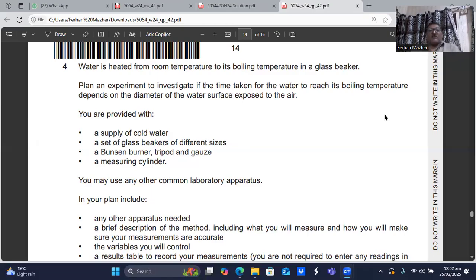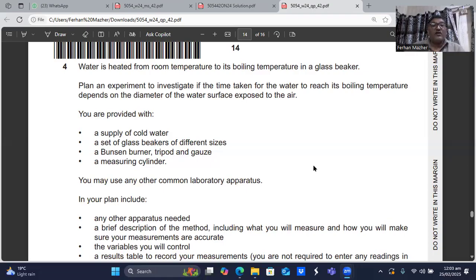So he says plan an experiment to investigate if the time taken for that water to reach its boiling temperature depends on the diameter of the water surface exposed to the air. You are provided with a supply of the cold water, a set of glass beakers of different sizes, a Bunsen burner, tripod, and a gauze. A measuring cylinder. You may use any other common laboratory apparatus.